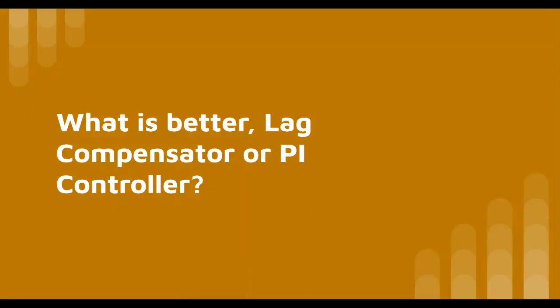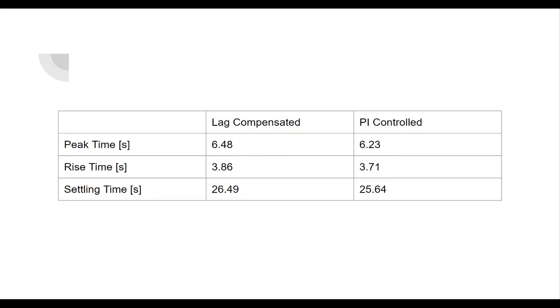So now, which one is better? Part B or Part C? To determine this, I just took a look at those performance characteristics side by side: peak time, rise time, and settling time. As you can see here, the PI controlled has better performance characteristics and it reduces the error all the way down to 0, making it my personal choice for the best compensator for this system. Thank you for listening.